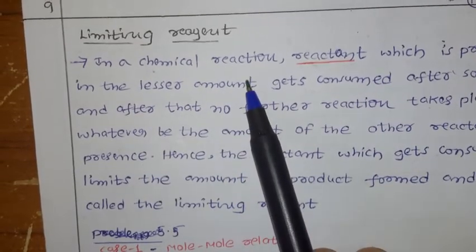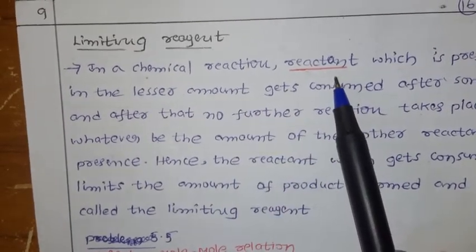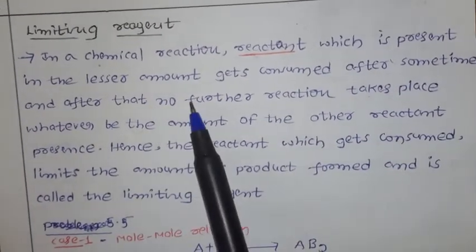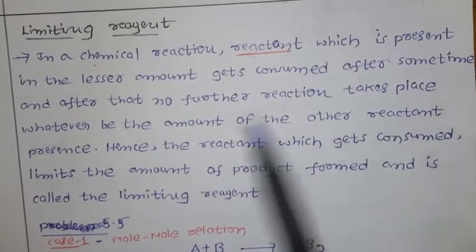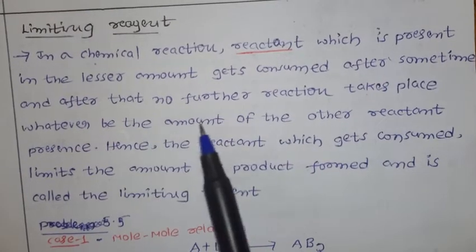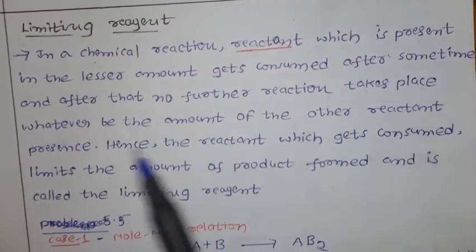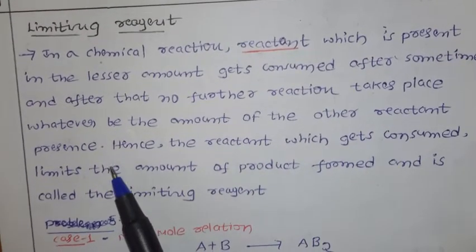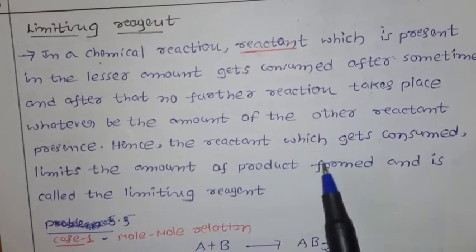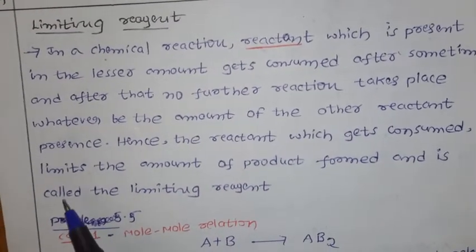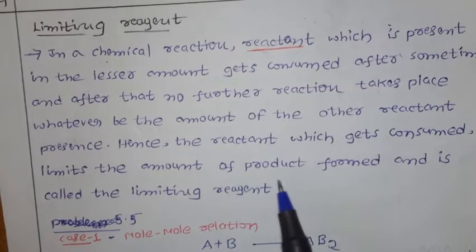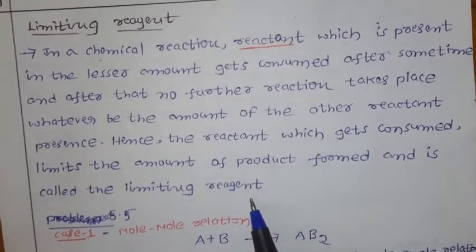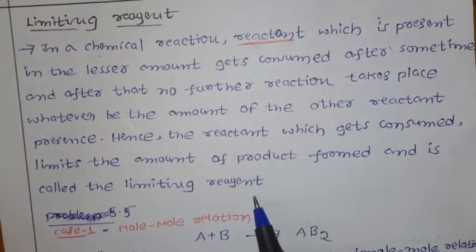In a chemical reaction, the reactant which is present in the lesser amount gets consumed after some time. After that, no further reaction takes place, whatever be the amount of the other reactant present. Hence, the reactant which gets consumed and limits the amount of the product formed is called the limiting reagent. What is the meaning of this definition? Let us see with examples.